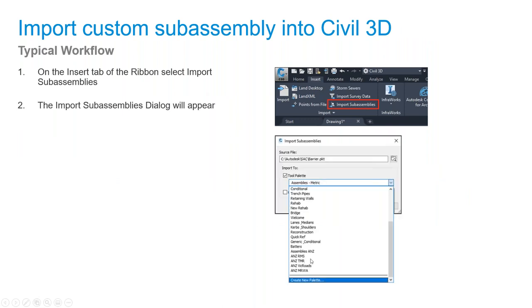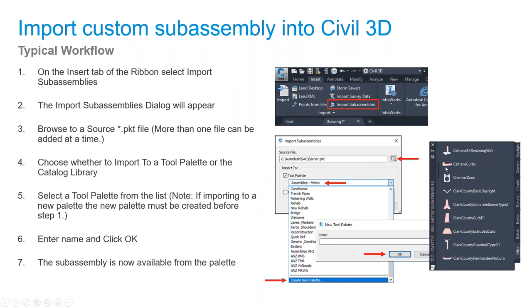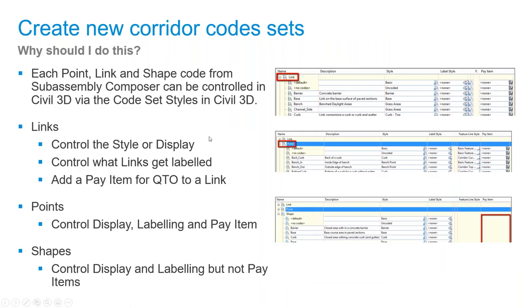So again, to import it, we come over to import subassemblies, or as you saw me do, you right click, tell it where you want to put them. I always recommend you create new tool palettes for the subassemblies that you're importing, browse to the PKT, choose where you're putting it, and say okay. And again, you can select multiple ones. And again, I highly recommend you play with these before you start to create your own.